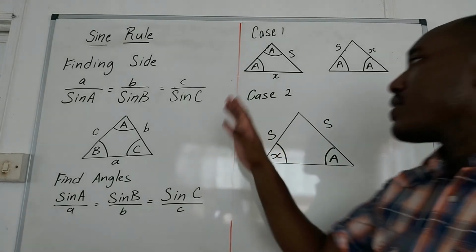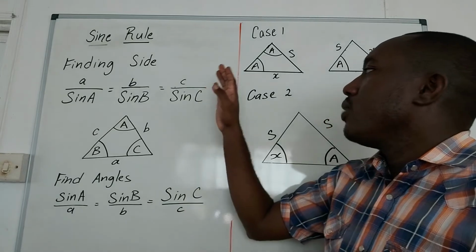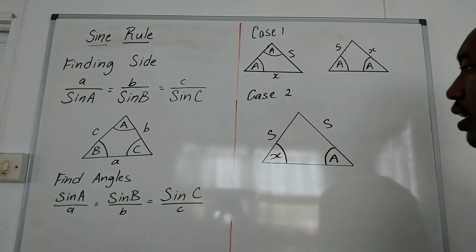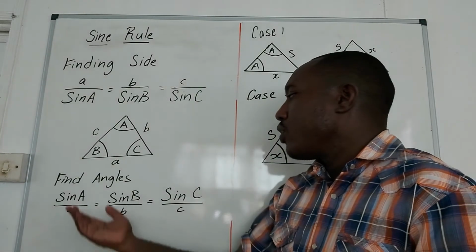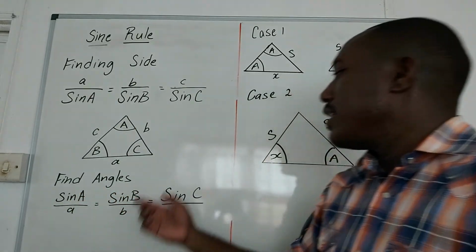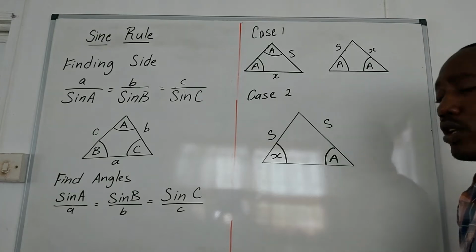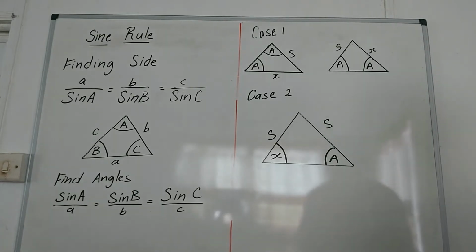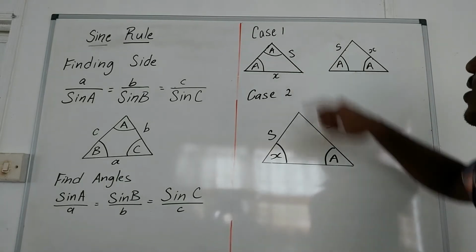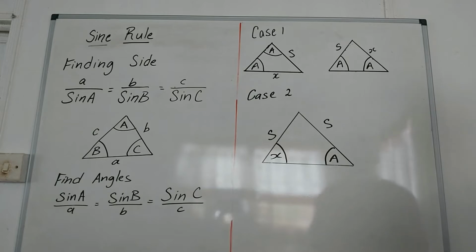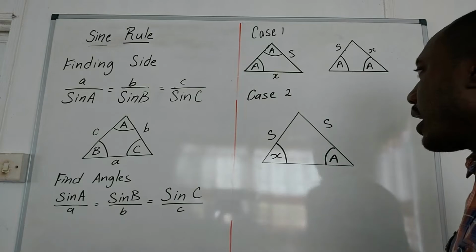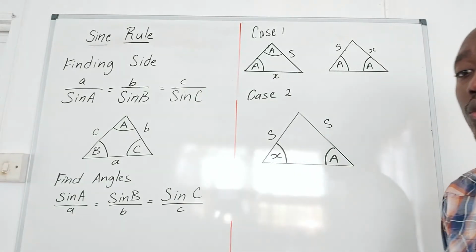So the sine rule says a over sine A is equal to b over sine B is equal to c over sine C. Or if we find the angles, we use the reciprocal: sine A over a is equal to sine B over b, which is equal to sine C over c. We use the sine rule when two angles and a given side are given, or two sides and one angle. In those two cases, we use the sine rule.